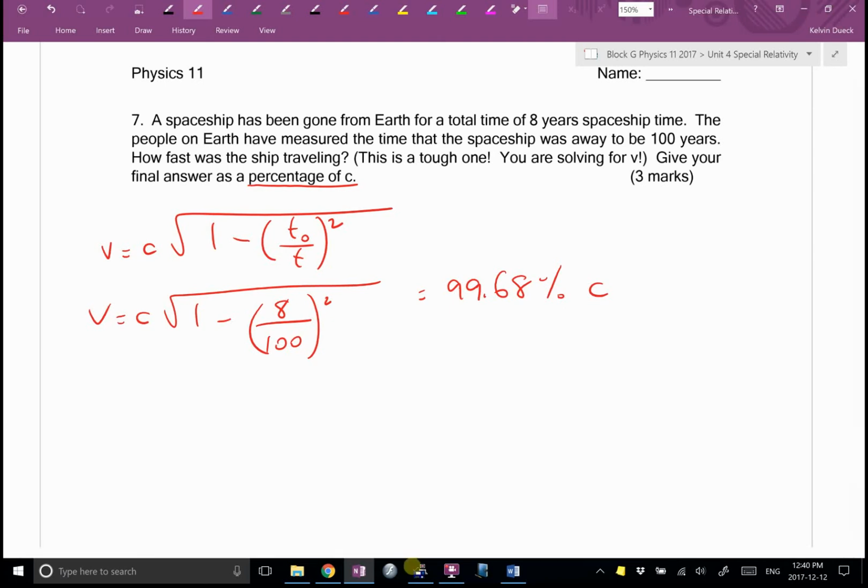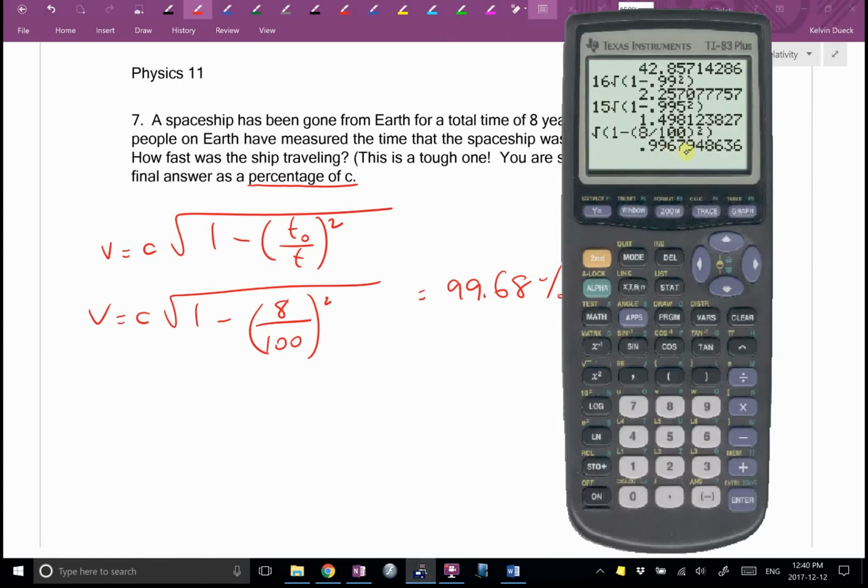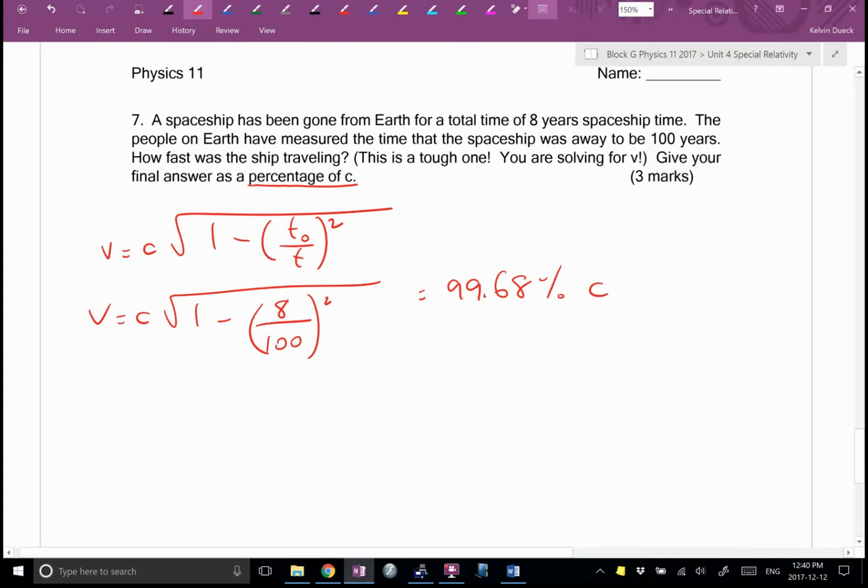99.68% I would take. 99 point, you know what, that's a nice place to round because there's a 9 right there, so that's probably a good place to round. For 3 marks, that gets you 3 out of 3. I'll probably make that worth 2 marks next year because I gave you the equation this time. It used to be you had to derive the equation. So how would I give this? I guess 1 mark for the equation, 1 mark for the numbers, 1 mark for the answer.